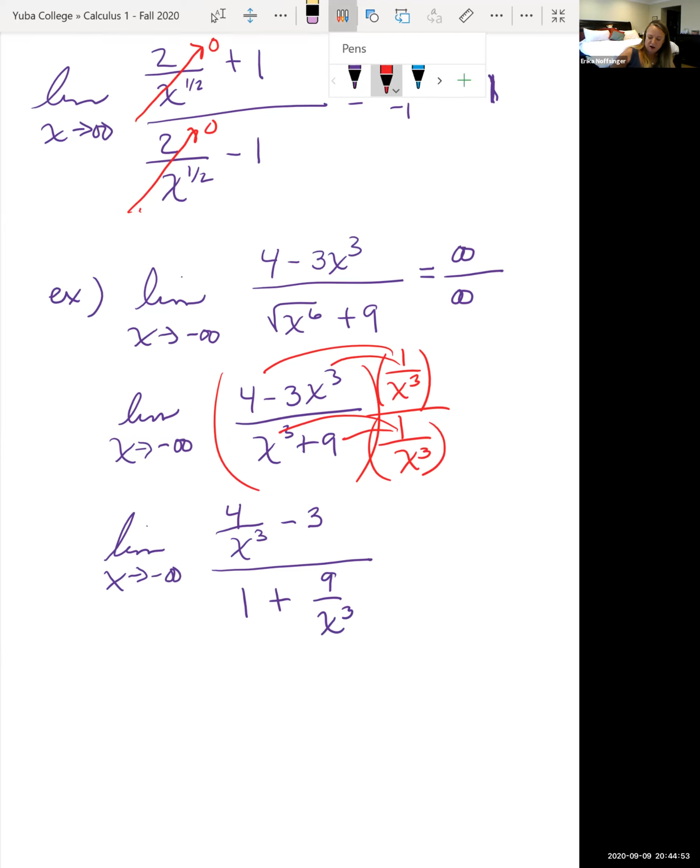So constant over x, as x goes to positive or negative infinity, always goes to 0. And so this is going to give us negative 3 over 1, or negative 3.